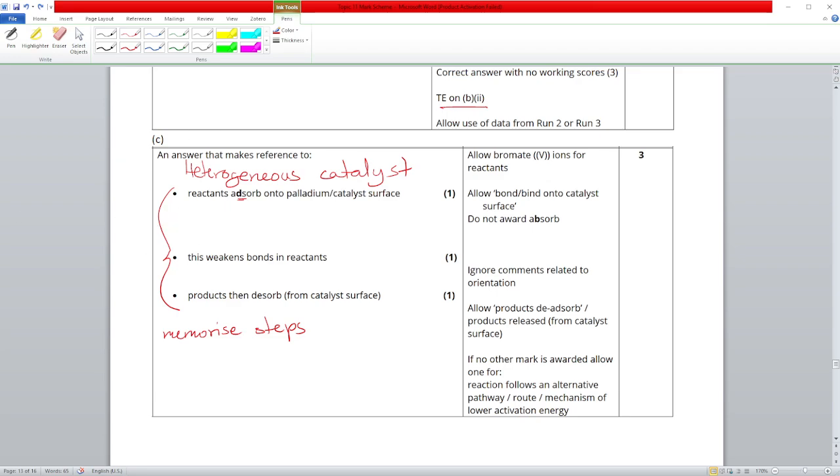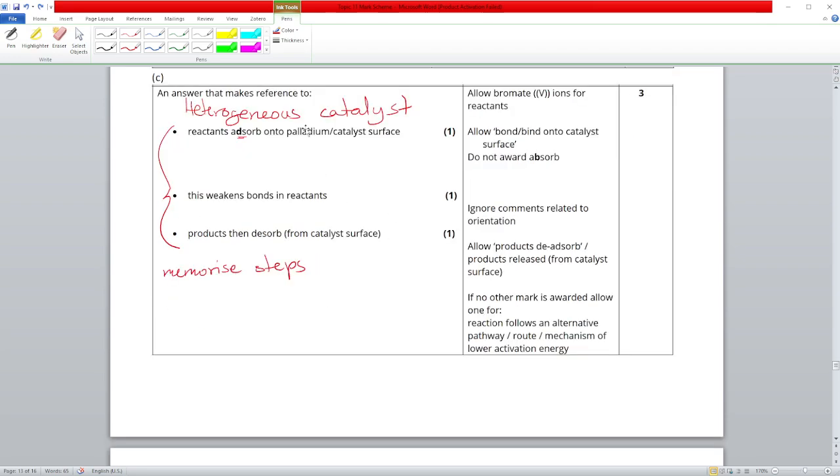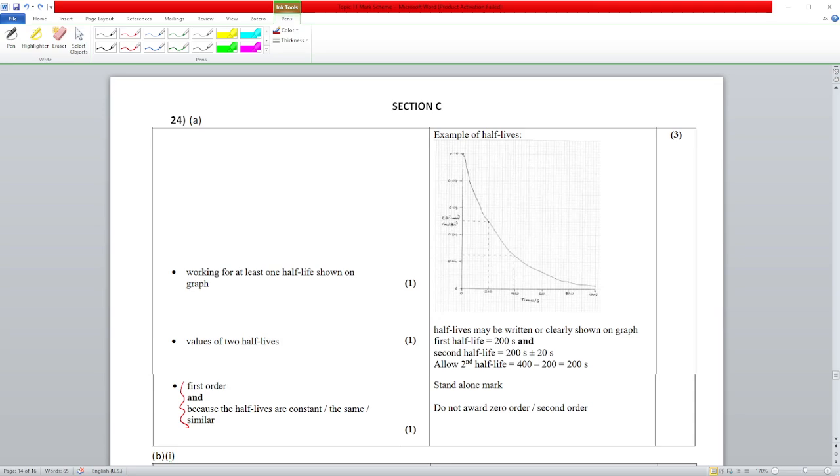This part C is a question about heterogeneous catalysts. Again, if you don't remember the theory around heterogeneous catalysts, it's worth writing this down. They basically only ever expect you to describe the steps for a heterogeneous catalyst working.